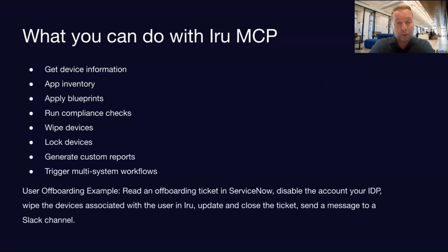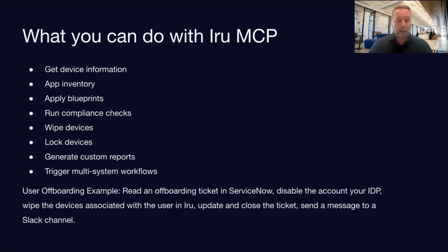With Iru MCP, we released this about a month ago, and we've seen customers do some really cool things. I'm really excited to have Robbie and Kelvin here to talk through them. There are some things you can do through the APIs already. The first is the ability to get device information. You can do things with blueprints. You can get app or device inventory as well, which is really interesting. You can wipe or lock devices, and all of those things are really valuable to help you take action.